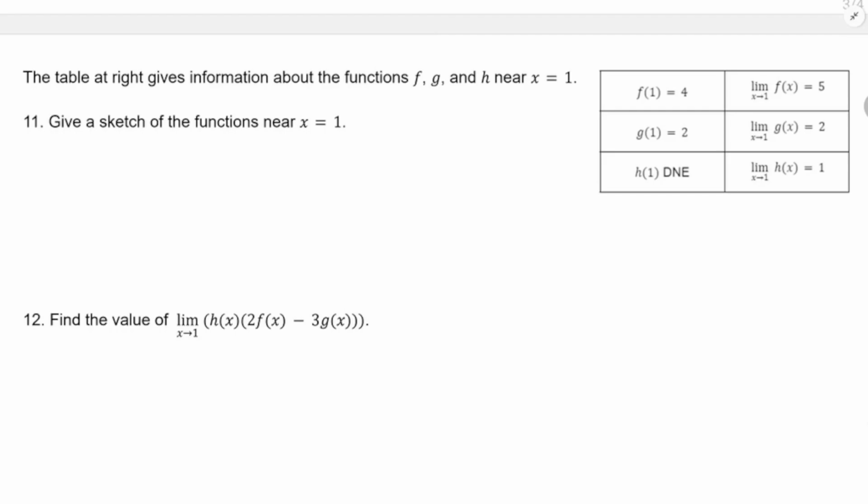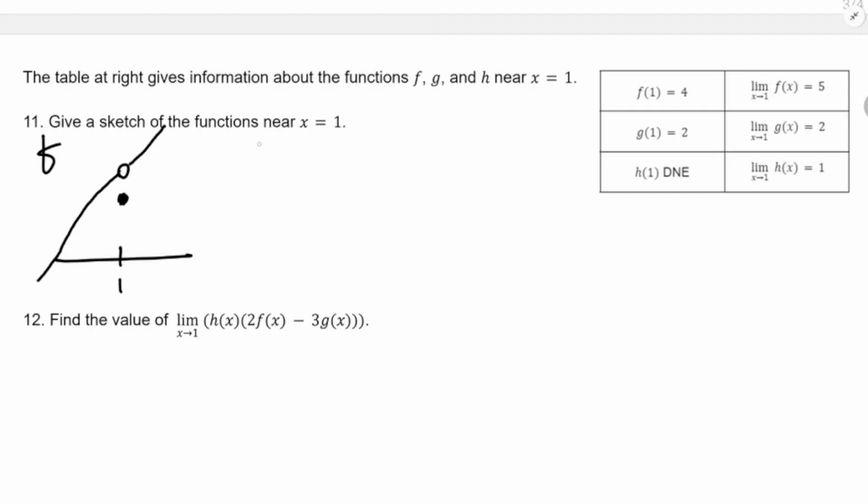Okay, we've got a table of values and a request for a sketch of some functions. So f of x, and it's all near x equals 1. I'm just going to draw x equals 1 there. f of 1 equals 4, and the limit of f is 5. I'm going to decide what I want 5 to be, and I'm just going to let f approach that from both sides, because the limit as x approaches 1 of f exists and equals 5. f of 1 equals 4, that means that the actual value of f is going to be down below.